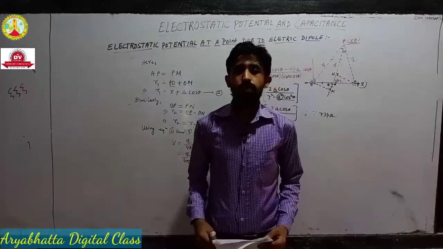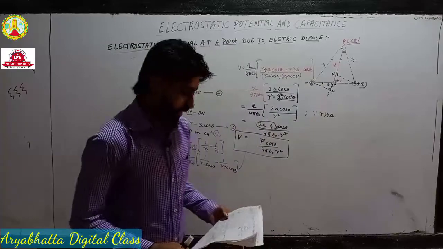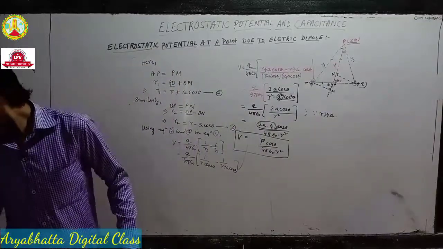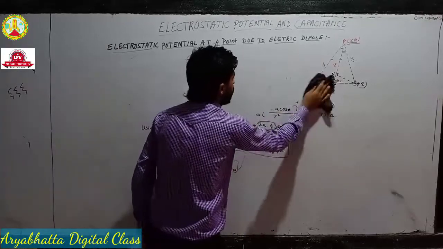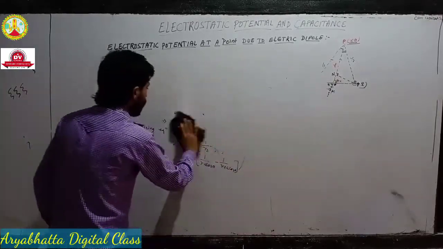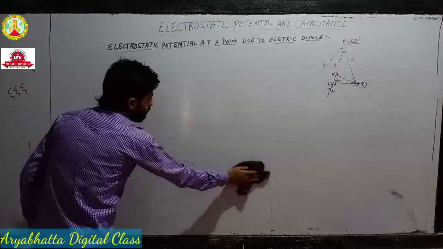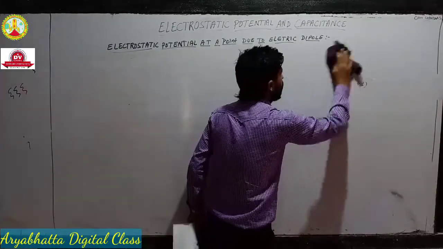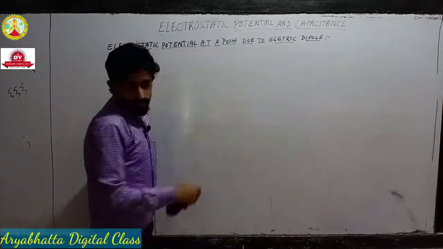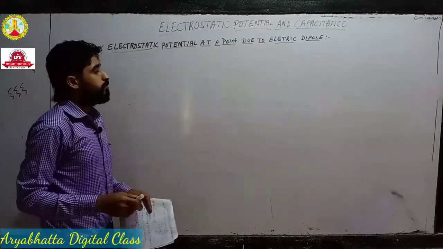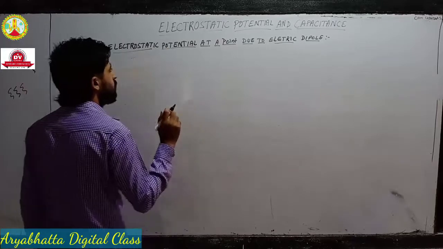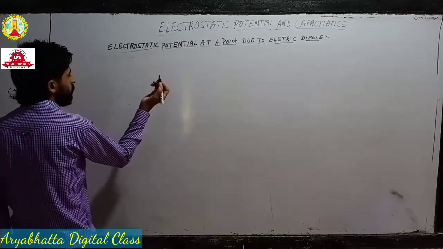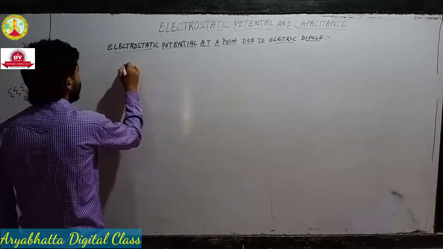So our next topic is equipotential surfaces. What is an equipotential surface? As per the topic, an equipotential surface is nothing but a surface in which at all points the potential is the same. The electric potential remains the same.